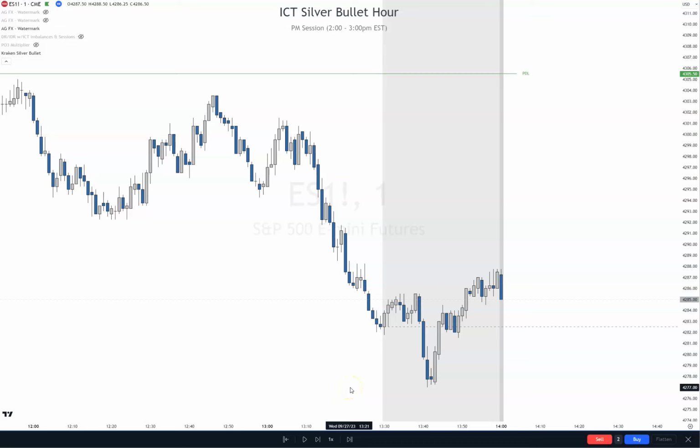Today I'm going to go over the PM Silver Bullet for Wednesday, September 27th using the Kraken Silver Bullet indicator.